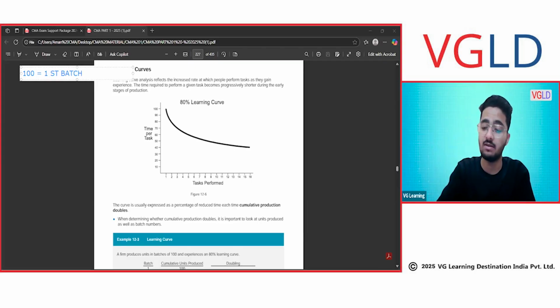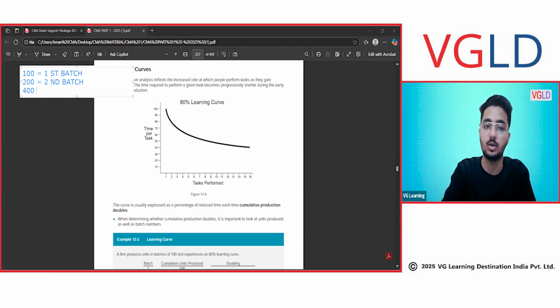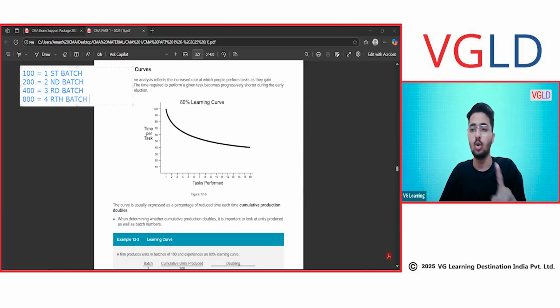In the second batch, I will produce 200 units. I will assume, in the third batch, I will have 400 units. In the fourth batch, I would be having 800 units. So every time you just double it up. You cannot find out for 1, 2, 3, 4, 5, 6. No. You can only find out 1, 2, 4, 8, 16, 32 like that. Doubling it.